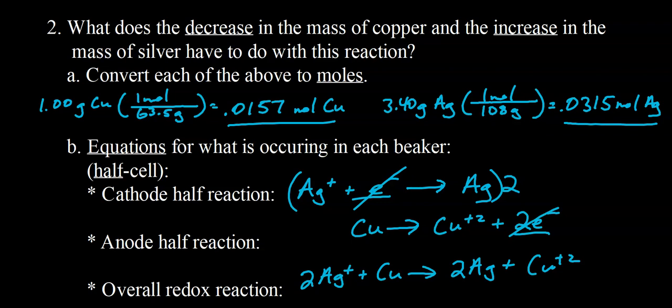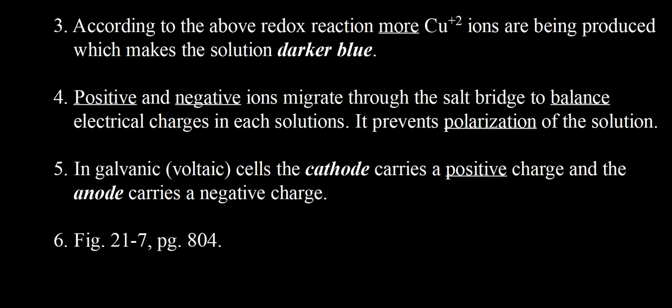The other observation was the solution that contains copper 2 ions gets darker blue. Why is that? Well, that implies that the concentration of the copper 2 ions in solution increases, which again makes sense, since copper 2 is a product of this reaction. So that explains the redox reaction. Well, what about the function of the salt bridge? So what actually is the purpose of the salt bridge?